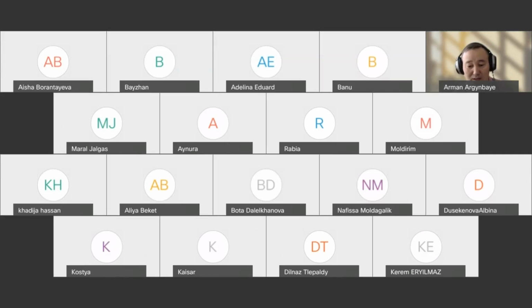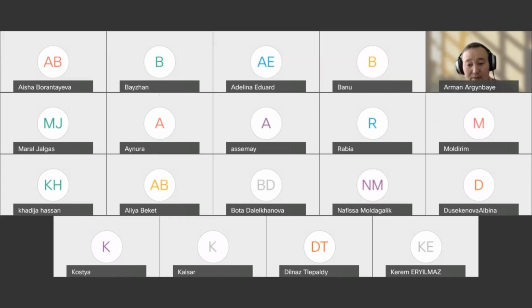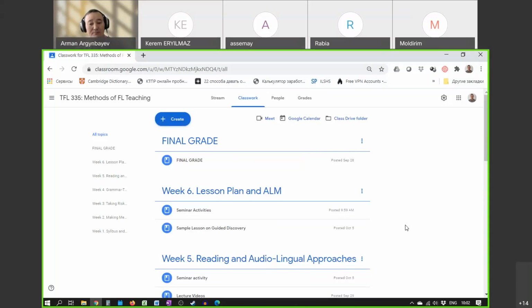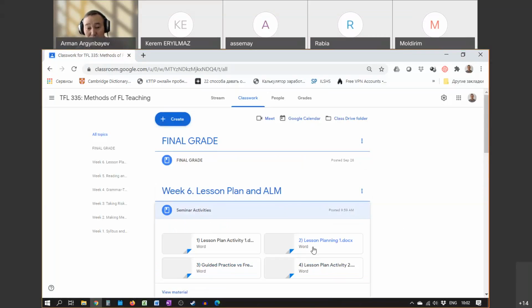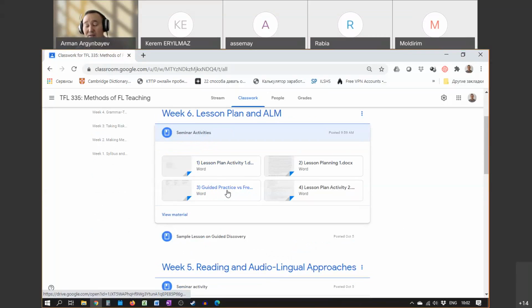Good. Now, let's do the exercises. Let me share my screen. I've uploaded tasks here in Google Classroom, Lesson 6, Lesson Plan and ALM. I renamed it, Lesson Plan and ALM Seminar activities. If you come here, you'll see these slides, these Word documents, and we'll start with the first activity.